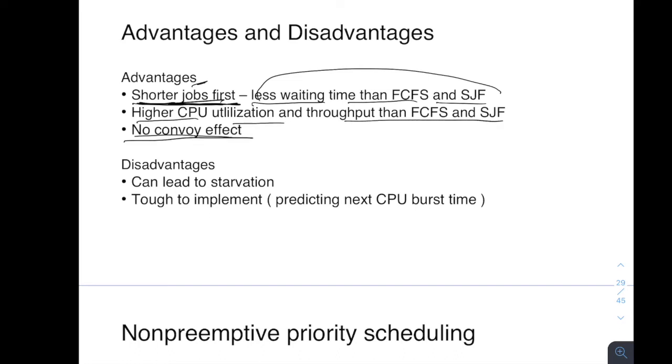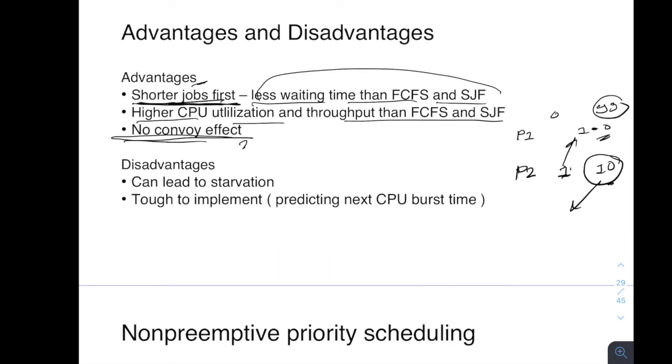And there is no convoy effect here because if you have process P1 with 100 burst time arriving at 0, and P2 arrives at time 1 with a burst time of 10, of course this will preempt P1, because it has lesser burst time. P1 will have 99 as the remaining burst time at time 1, while P2 has 10 and will be scheduled now, so you do not have the convoy effect.